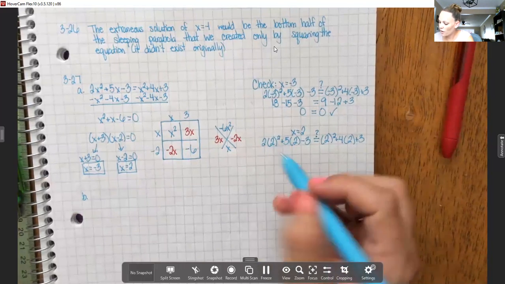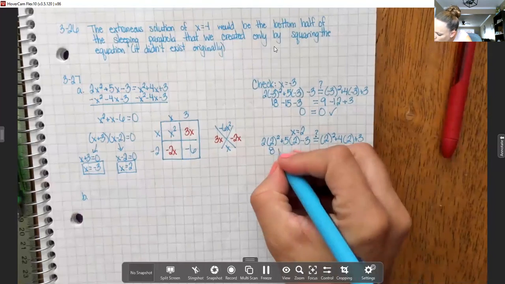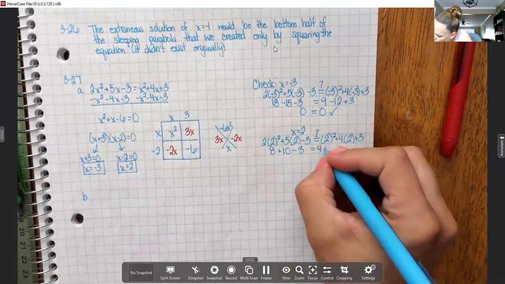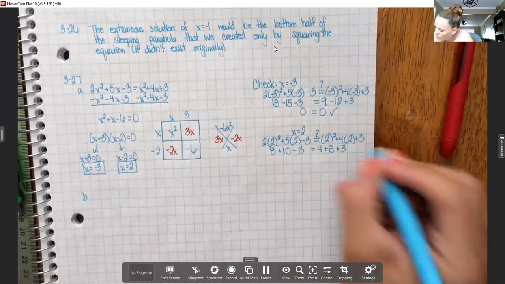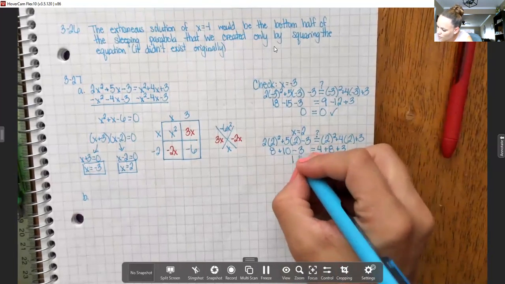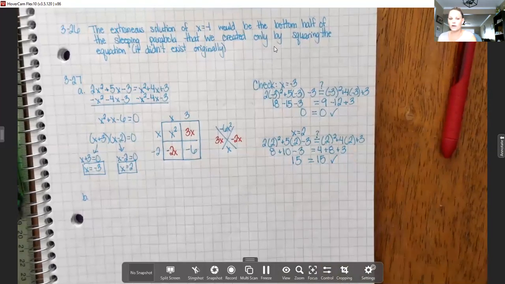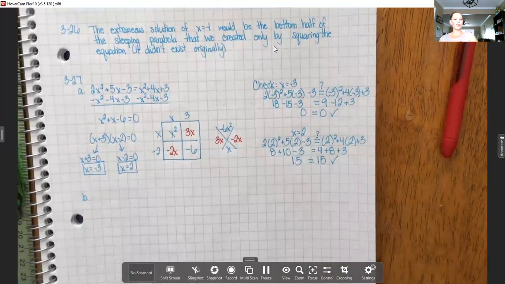Two squared is 4, times 2 is 8, plus 10, minus 3. Does that equal 4 plus 8 plus 3? 18 minus 3 is 15, equals 15. That also works. So both of these solutions work. Not everything is going to have an extraneous solution.